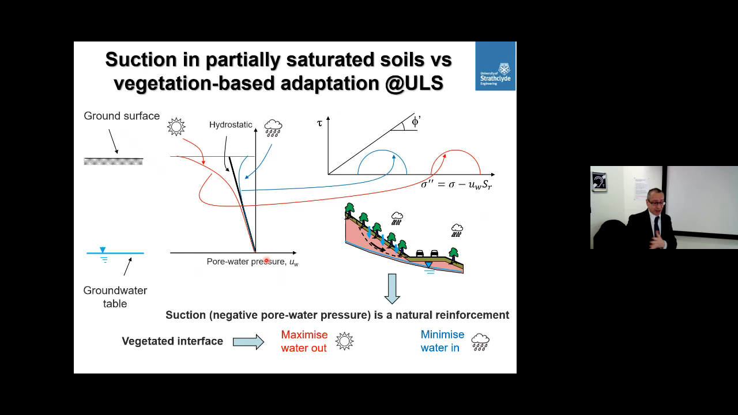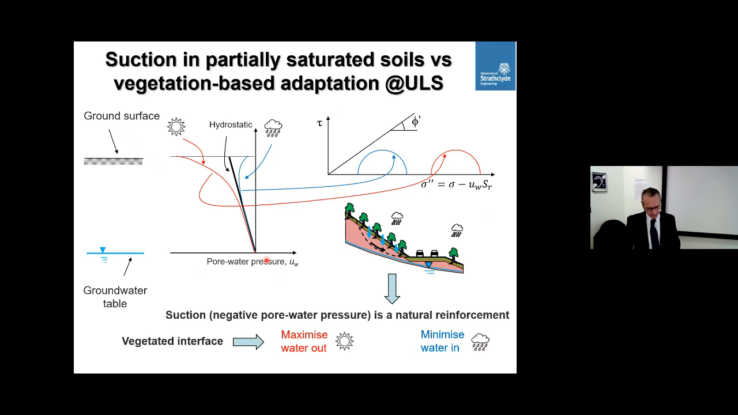Now, when you are increasing suction, you are increasing the effective stress, so you are increasing the shear strength. Whereas when you have rainfall, you are decreasing the shear strength. So if you're looking at the problem of ultimate limit state, you would like to stay on the red story rather than the blue one. So potentially, if I want to rely on suction to stabilize the slope, and I would like very much to rely on suction because that's a natural resource that we have, I would like to maximize the water out and minimize the water in. So ideally, I'm searching for the vegetation to do the job in this way.